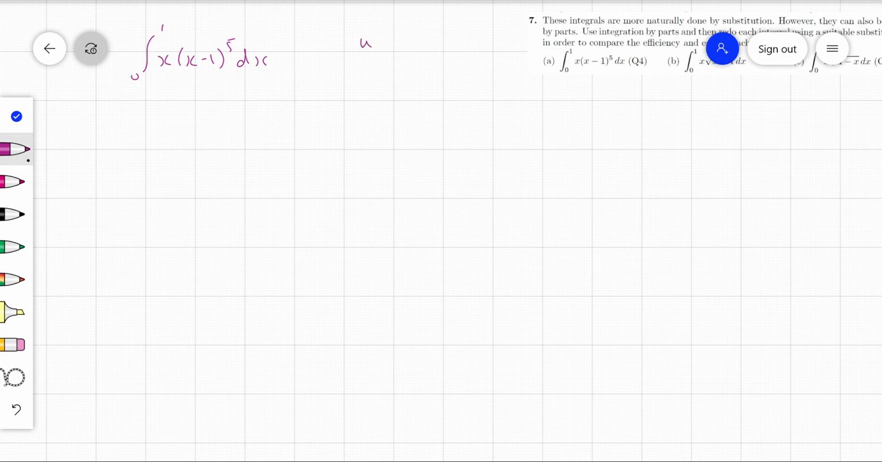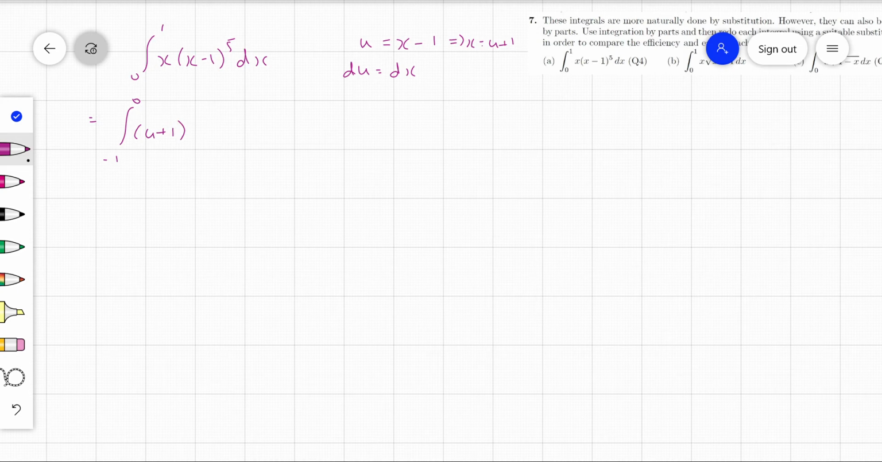Let u equal something like x minus 1. So du would equal dx. We'd also put the limits in. So if I sub 0 in, I get 0 minus 1 for u, and 1 in, I get 0 up there. All right, so if I make x the subject here, I will get u plus 1. So I'm going to have u plus 1 for that x.